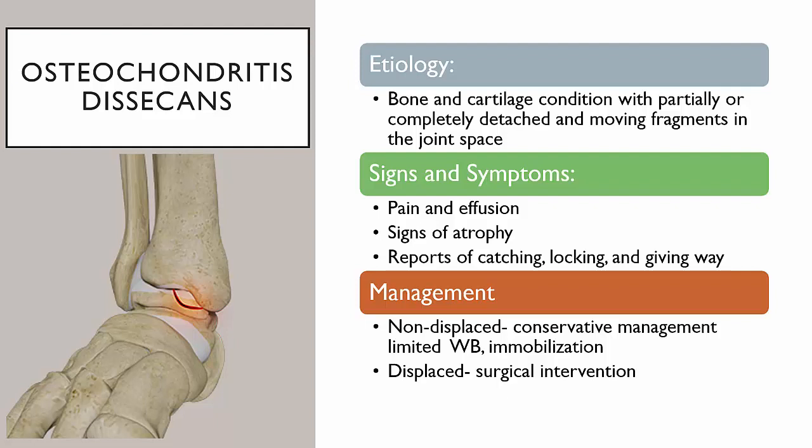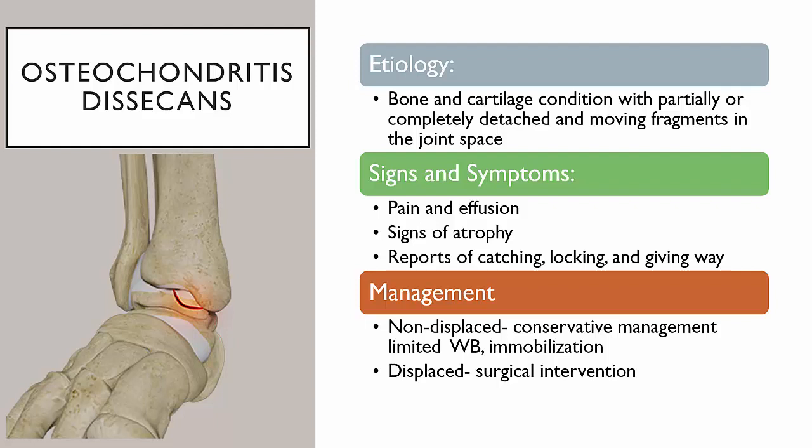In the ankle, it typically occurs in the superior medial articular surface of the talar dome. Osteochondritis dissecans, or OCD, occurs when one or several fragments of cartilage with underlying subchondral bone partially or completely detach and move within the joint space. They are also referred to as joint mice. The mechanism is a single or repetitive trauma.